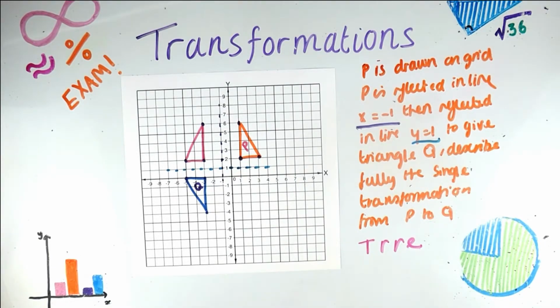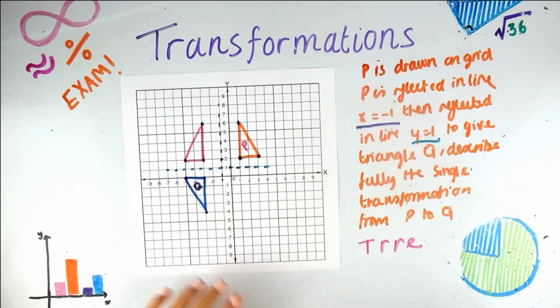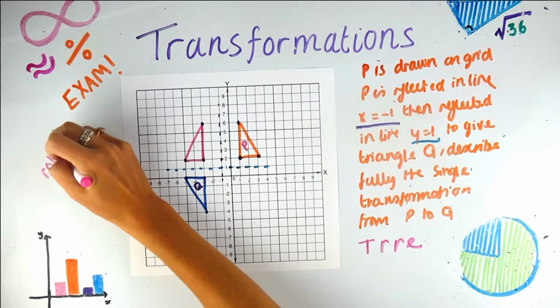Reflection. So we could have a mirror on an angle, but that doesn't look very likely. Enlargement, it hasn't really changed the scale factor at all. It hasn't got bigger or smaller. So it's going to have to be rotation. So, okay, we've established it's rotation.